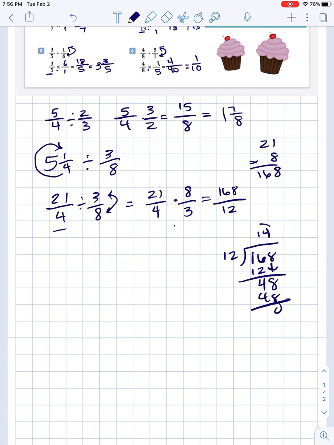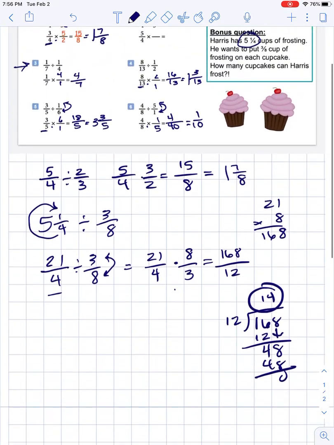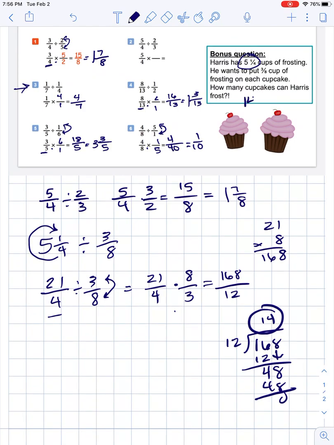We have no remainder. Our answer is that Harris could make me 14 cupcakes, and he should, don't you guys think? 14. Awesome. Okay, hopefully you cruised through that warm-up and felt pretty comfortable. Way to go, guys.